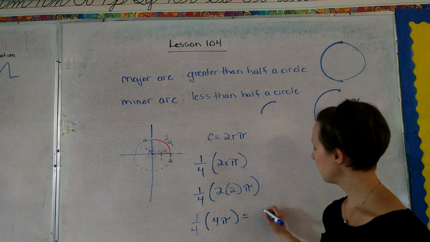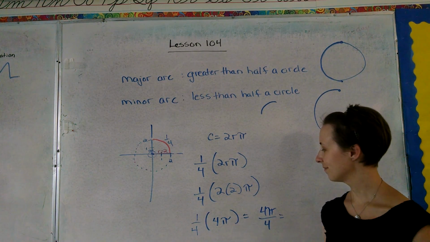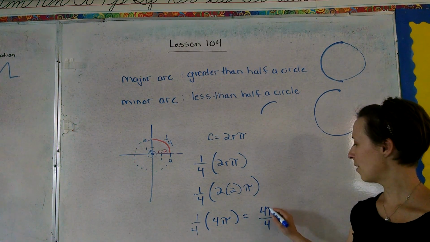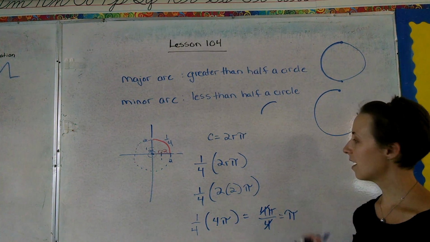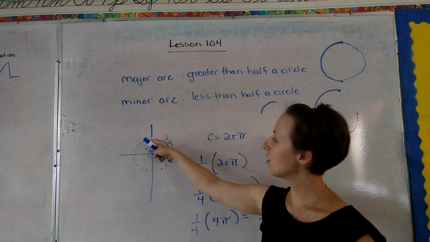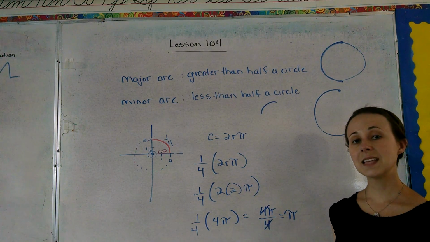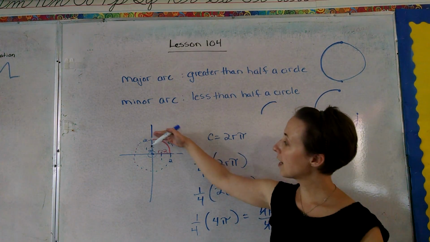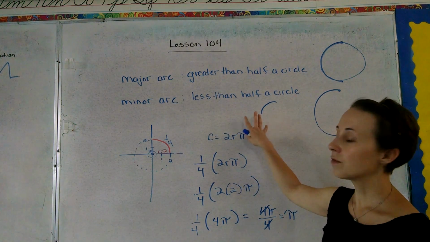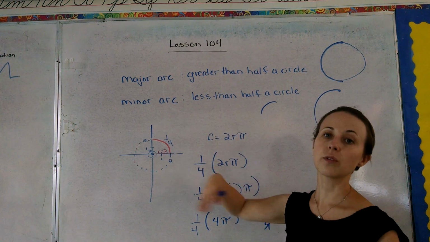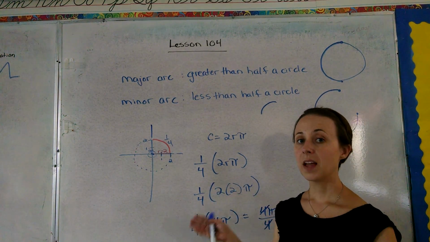I could also write this as 4 pi divided by 4. Hey, wait a second. My 4's are going to cancel. That's going to leave me with just pi. So the distance of this particular arc is going to be pi. We're using the same idea that if I have a fraction of a circle, I can multiply that fraction times the formula I need for either the circumference or for the area. And that will give me the length or the area of that fractional part.